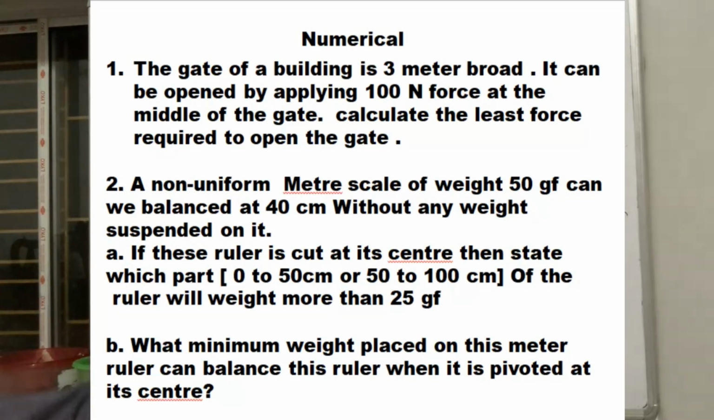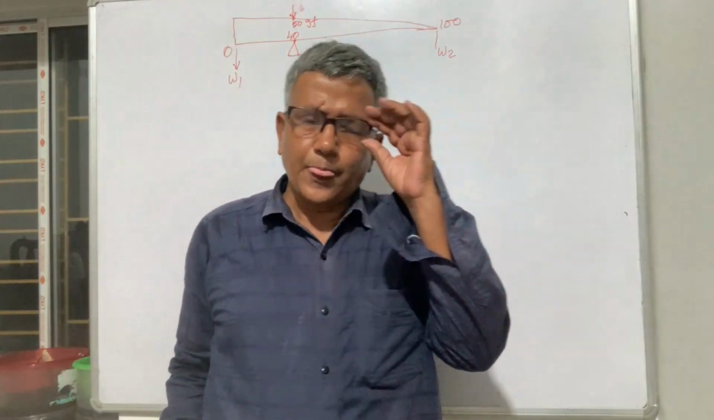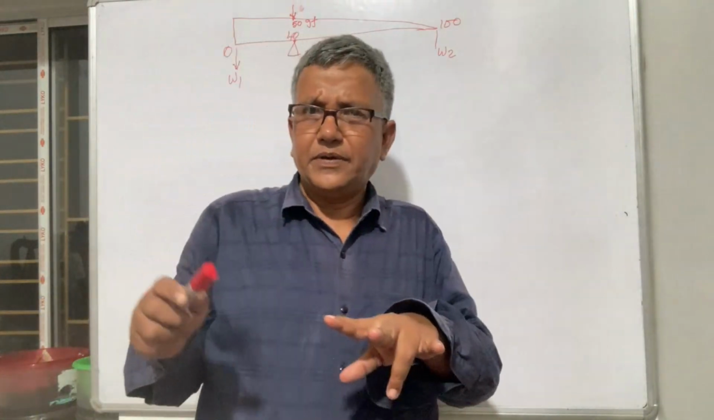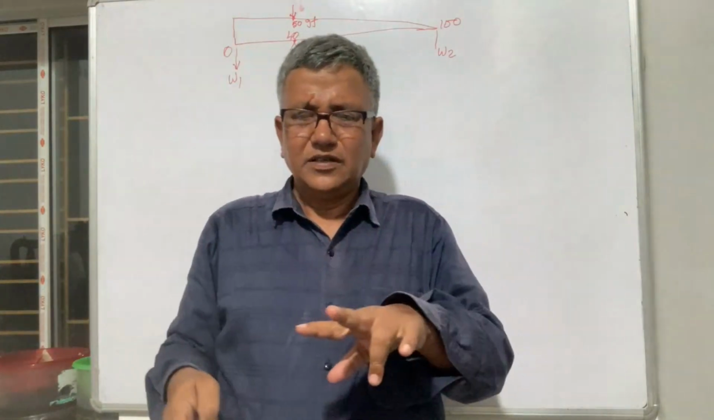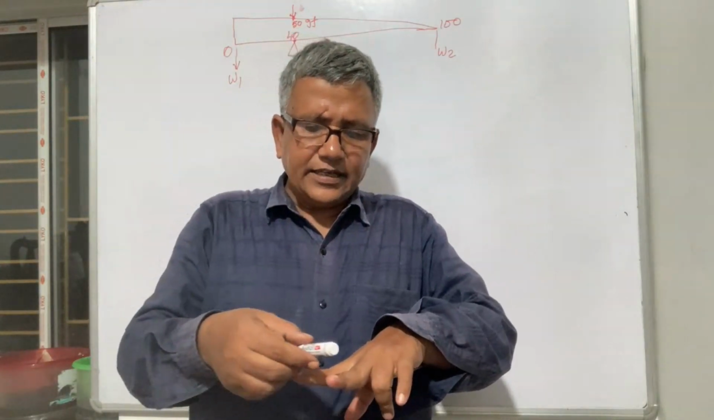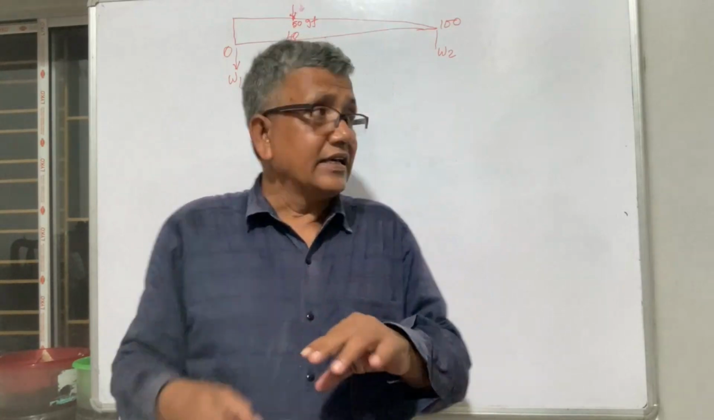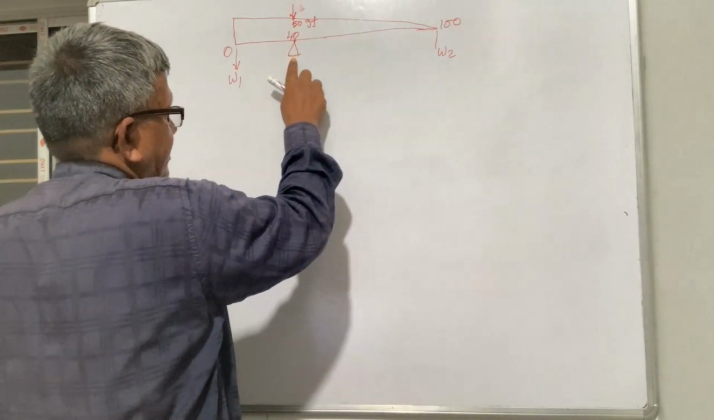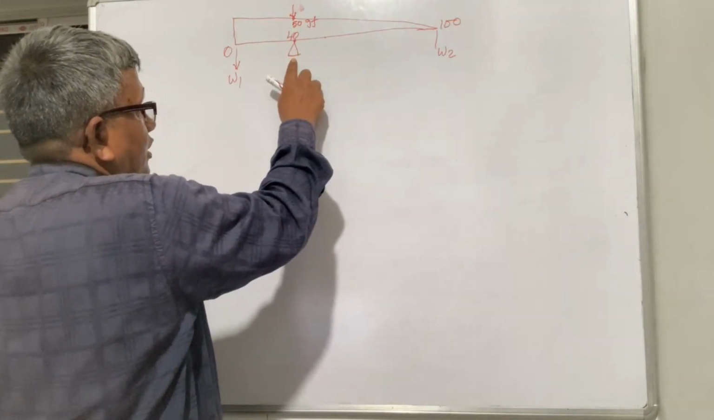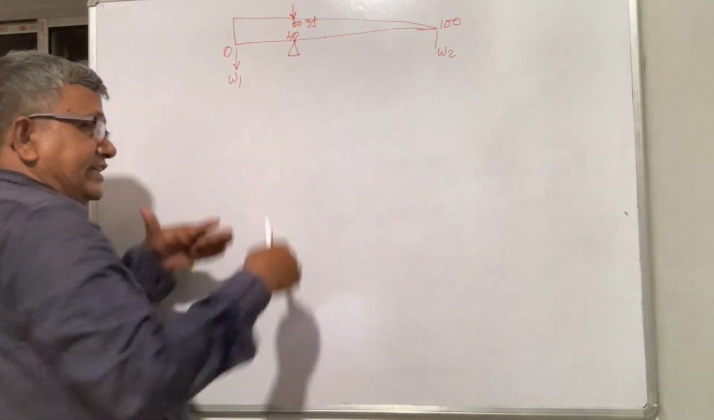Now sir, one thing I have to tell you, I will try to make a short video. Say this is a non-uniform meter rule, pivoted here. It is 50 gram force acting at the pivot. It is balanced.